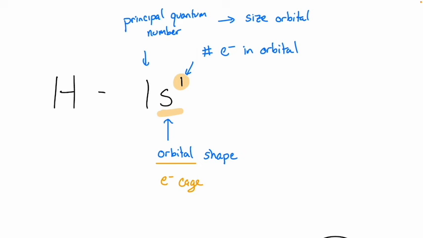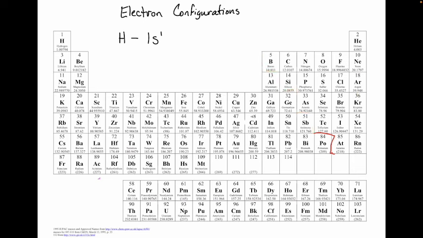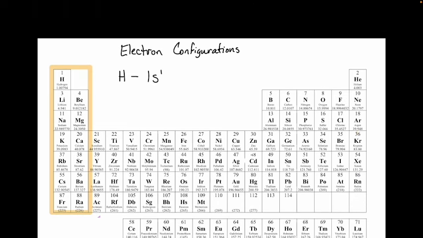All right, so how did I get this? How do I know that hydrogen is 1s1? We can tell the electron configuration for an element by looking at where it lives on the periodic table. So we got to take our periodic table here, and we're going to cut it up. These first two columns here, this is what we call the S block. All of your elements that live in the S block, their last orbital in their electron configuration will be an S orbital.